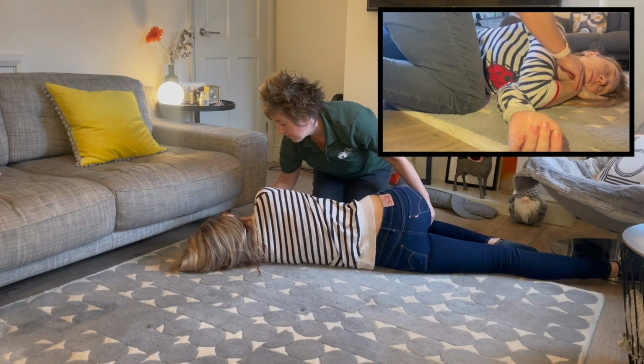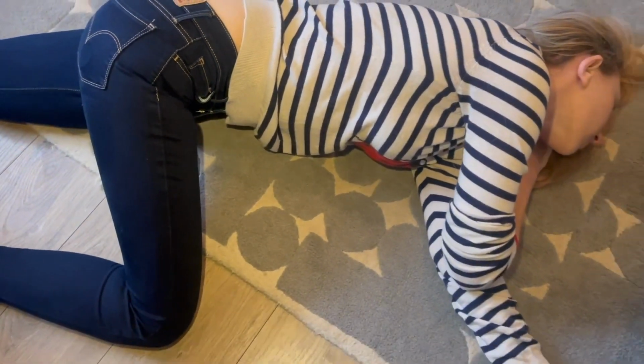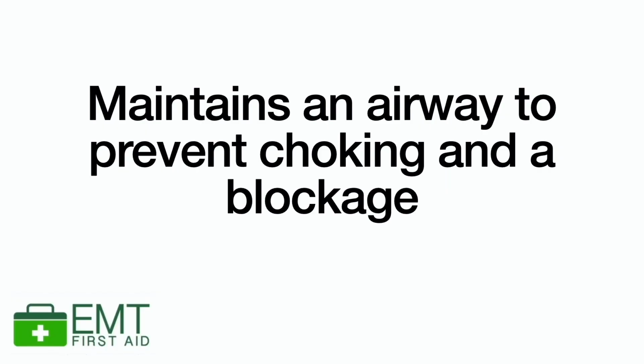The reason they're on their side is because it's allowing the airway to remain clear. If they're sick or they've got any vomit or blood in their mouth, it's just going to drain away. I'm going to keep checking and monitoring their breathing while they're in this position. And if it hasn't been called already, I would now call the ambulance. We put them in the recovery position because it allows them to maintain an open airway. And that's really important, to have an open airway.